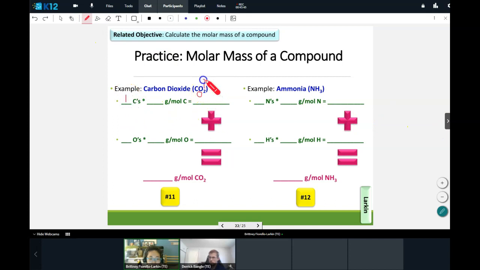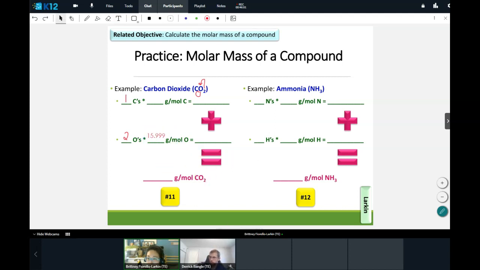And how many oxygens are in carbon dioxide? Take a look at the subscript after the O and tell me how many that is. Yep, there are 2 oxygens. Now we already know the molar mass of oxygen. We saw that earlier, 15.999. I'm not going to look that one up again.